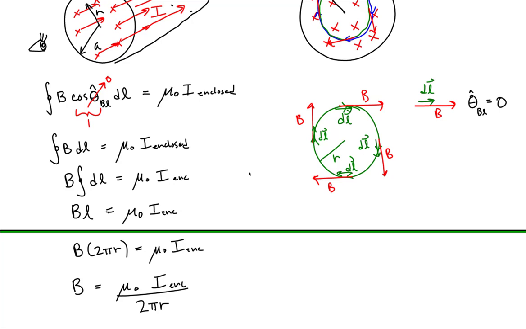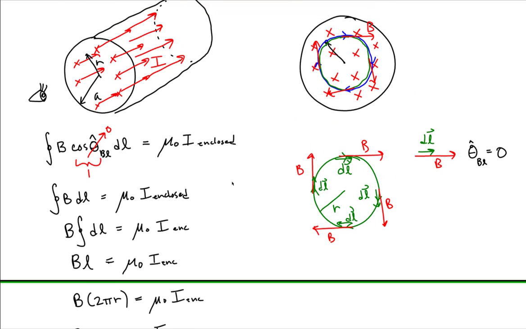But here's the thing. I enclosed is only the current enclosed by our Amperian loop. If we look back at our diagram, notice that only 4 X's are contained within the loop, representing a portion of current, and the rest of the current is outside the loop. So we don't know specifically how much current is enclosed by this Amperian loop.